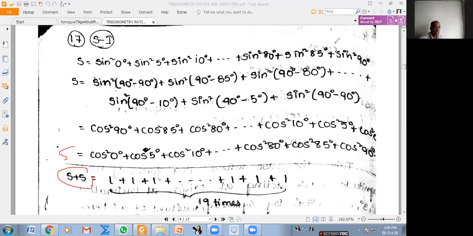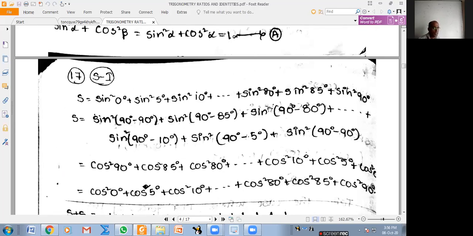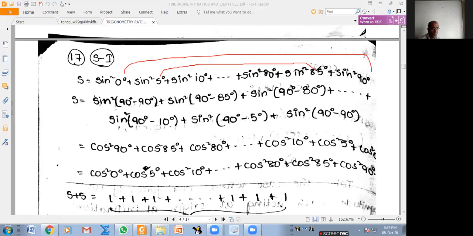How many times? Not 90 times. The multiples here are 5 into 0, 5 into 1, up to 5 into 18. So in total these are 19 terms. So 2S is 19, which means S is 19 by 2, that is 9.5. So basically what you have to recognize in the question is that this angle plus this angle is 90. The second angle and the last but one angle sum to 90. The third one and the last but two sum to 90. That's why we are writing every theta as 90 minus theta and reversing the series.